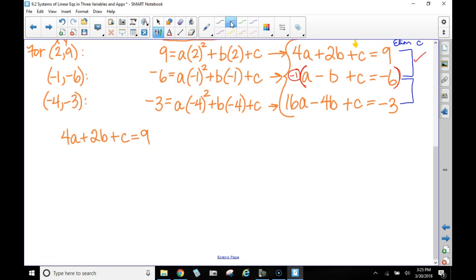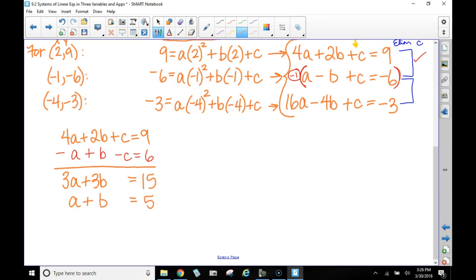Now, when I multiply -1 through everything in that middle equation, I will have -a plus b minus c, that's the whole reason I did that, equals +6. When we add those two equations together, we're left with 3a plus 3b equals 15. We might go ahead and divide everything through by 3 and just have a plus b equals 5. That might be a better form to use.